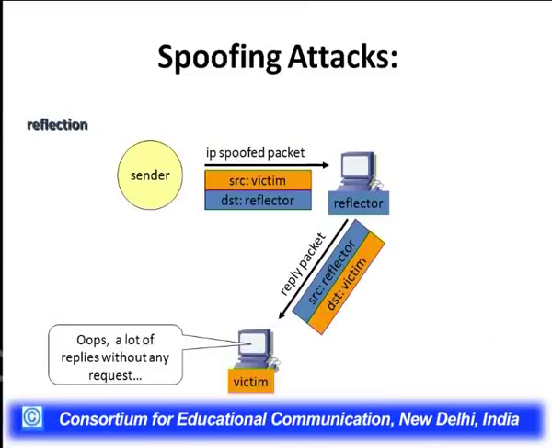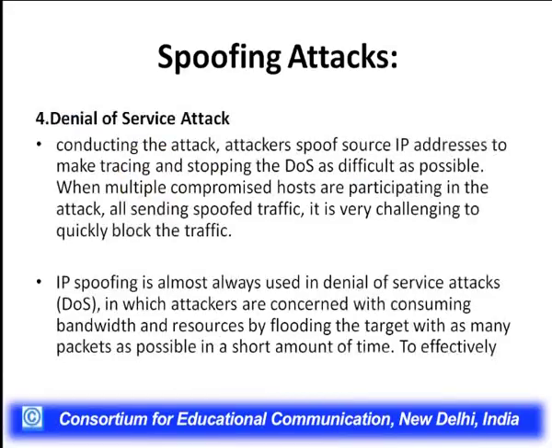In this diagram you can see that there is a reflector. The IP spoofed packet reaches the reflector, and from the reflector the reply packet reaches the victim. So, the victim sees a large number of replies without any request. Therefore, all these packets are being sent through reflection, or this is also called a man in the middle attack. The fourth type of spoofing attack is denial of service.